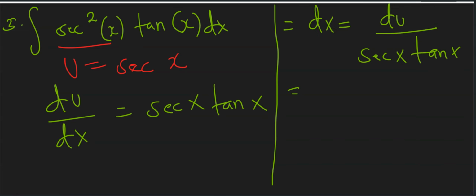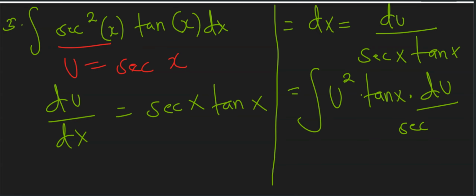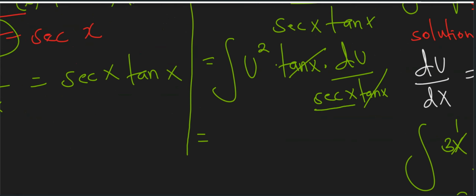And this goes without saying. Now we're supposed to replace this into the original equation. Sec squared x will be the same as u squared multiplied by tan x. But our dx this time around is du over sec x tan x, and this cancels out. And remember, sec x is again u.